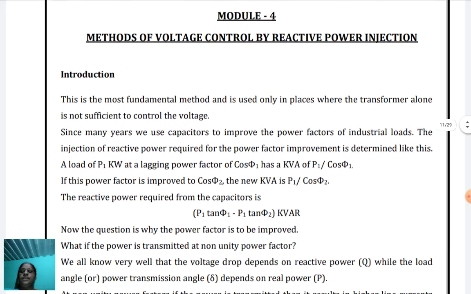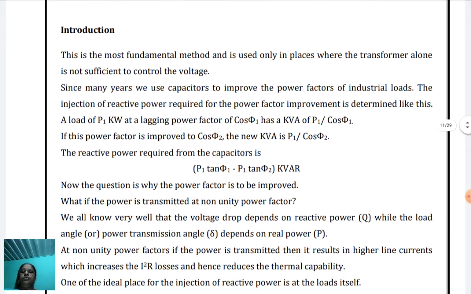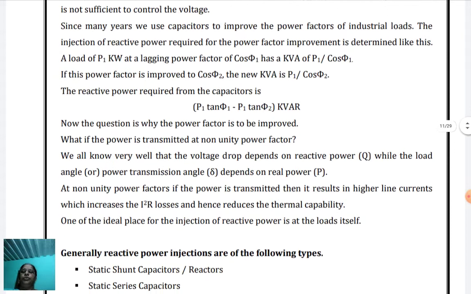Then, if the power factor is improved from cos phi 1 to cos phi 2, the new kVA is equal to the real power P1 divided by cos phi 2. Therefore, the reactive power required from the capacitor is equal to P1 tan phi 1 minus P1 tan phi 2, with kVAR as the unit.